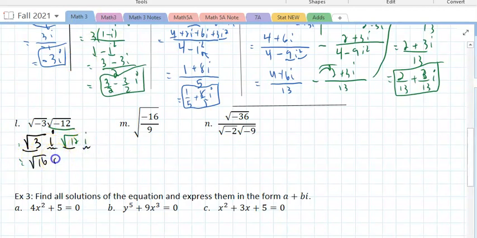I times I is I squared. Oops, did I say 16? I meant 36. And you know this is negative 1, you know that's a 6, so the answer is not positive 6, it's negative 6.